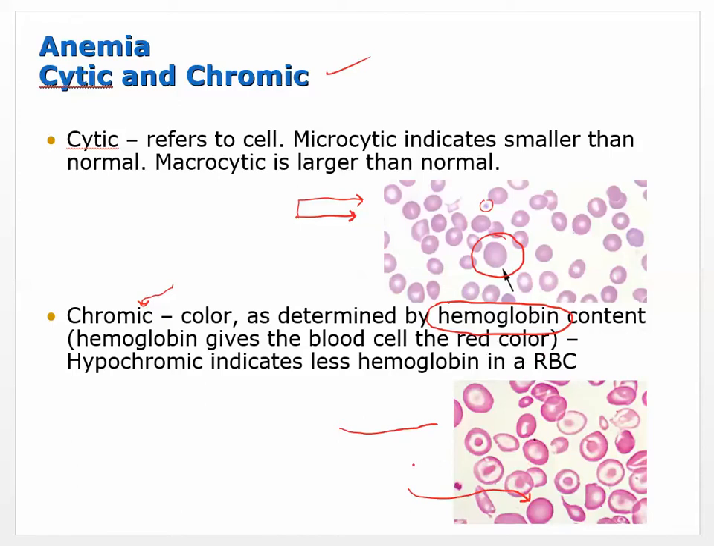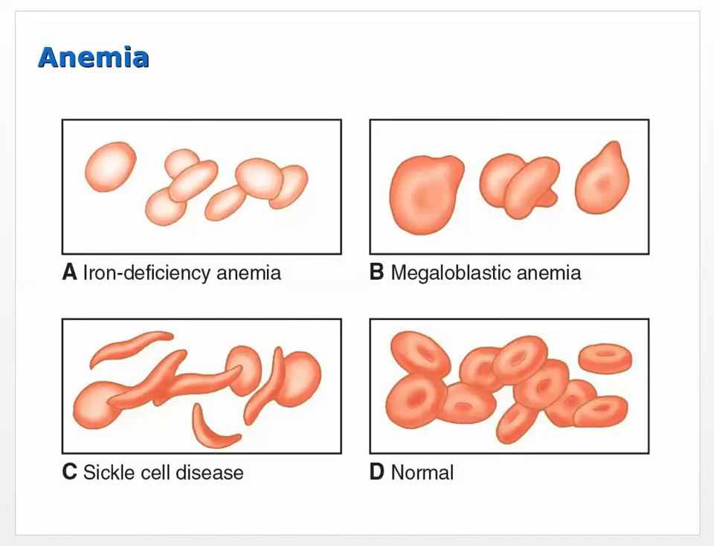But you can see that some of these just don't have as much hemoglobin in them, and so they appear more white when you look at them. The red color comes from hemoglobin, and so without as much hemoglobin, you're not going to have as much of a red color. So you might see this with something like an iron deficiency. If you don't have enough iron, then you can't make hemoglobin as quickly, and so the red blood cells won't be full.